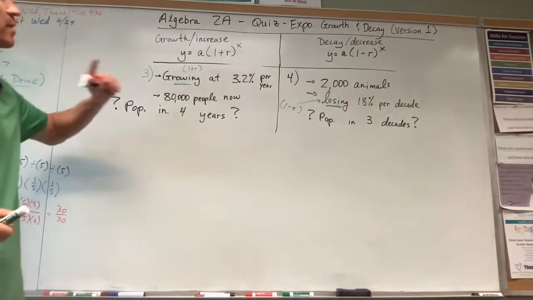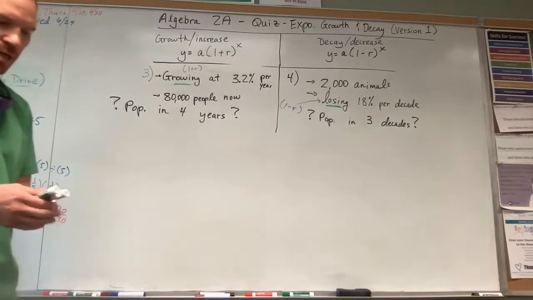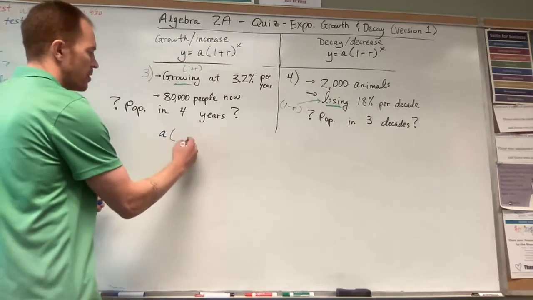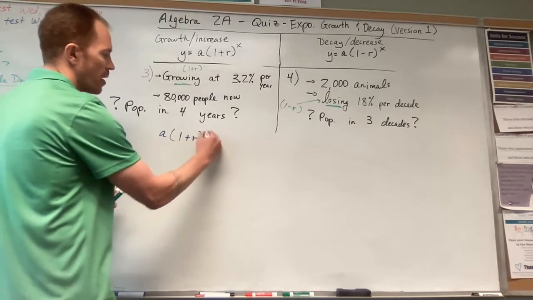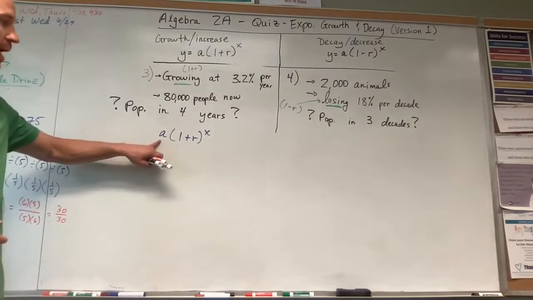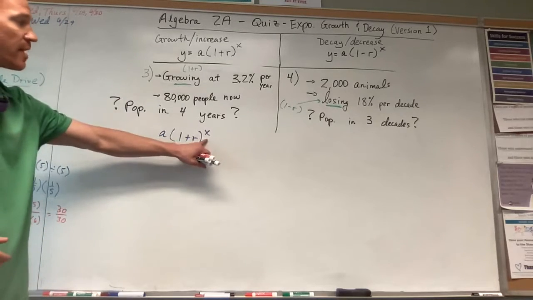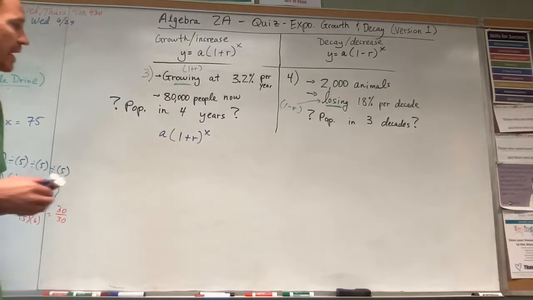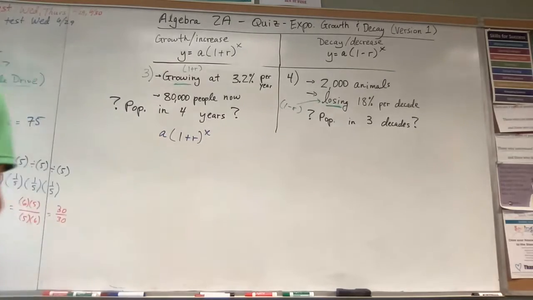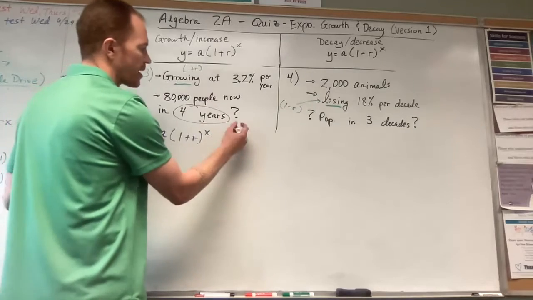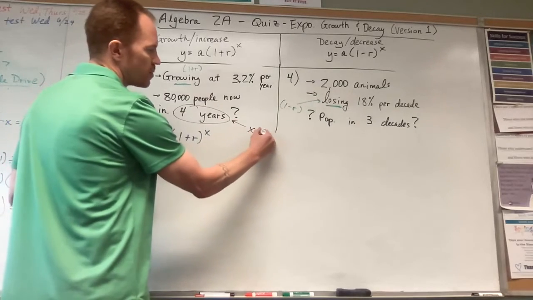But let's see here. So what else do we need? We need a and we need r. Again, I'll start here with a times 1 plus r to the power of x. And I ask myself, I need a, I need r, and in this case, since I know the time, this right here, that 4 years, that's going to be x. So 4 years, this is going to be x. X equals 4.